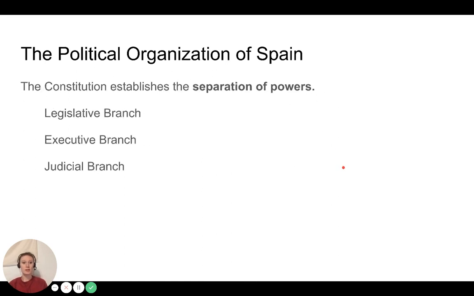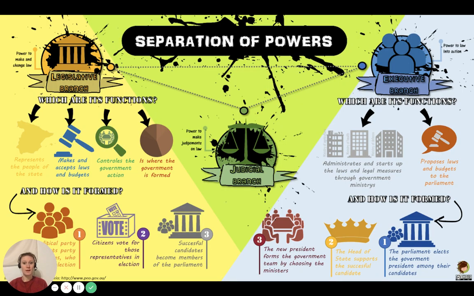The Constitution establishes the separation of powers, which means we have three different branches of powers: legislative branch, executive branch, and judicial branch. Here is a fun breakdown of the separation of powers. We have the executive branch, we have the legislative branch, and the judicial branch. Let's go through them a bit more slowly.